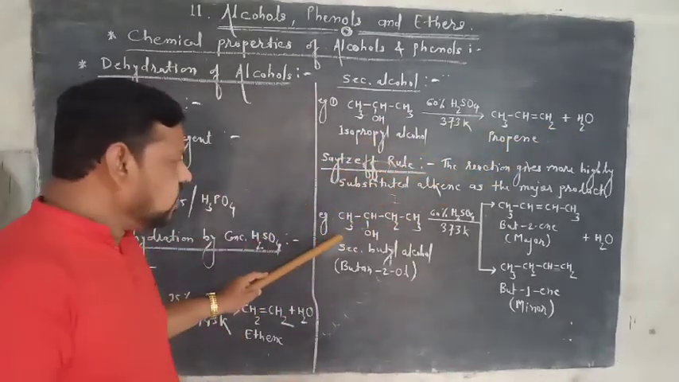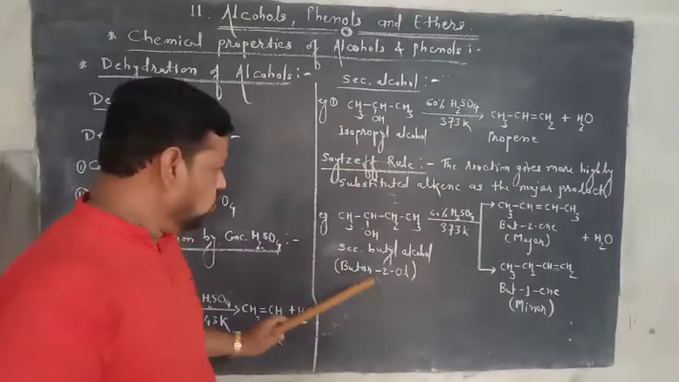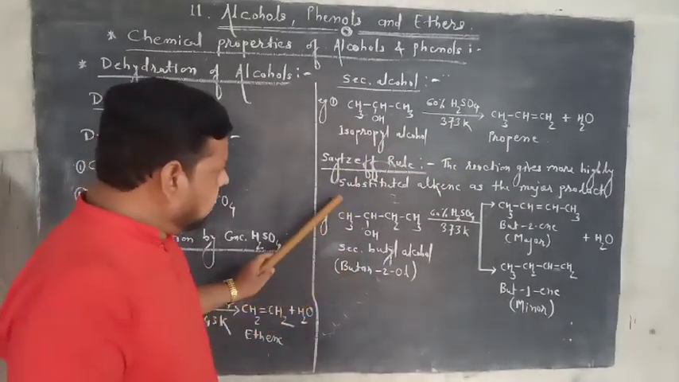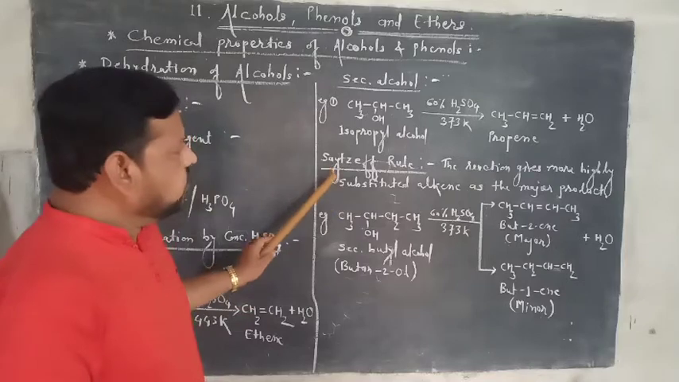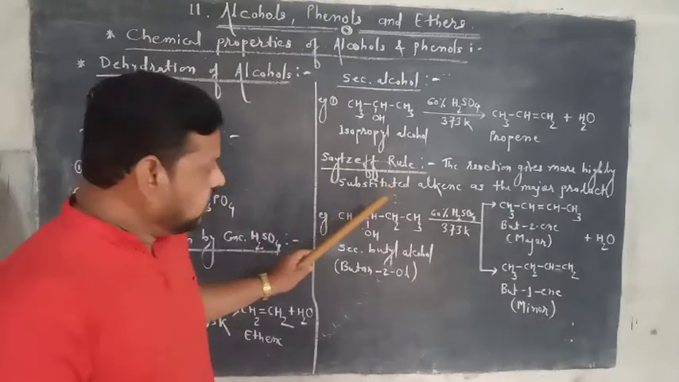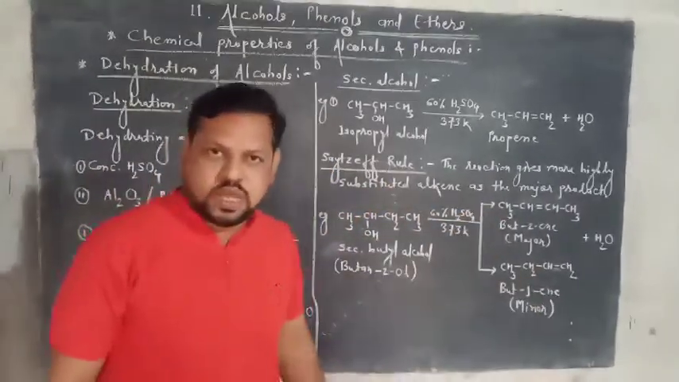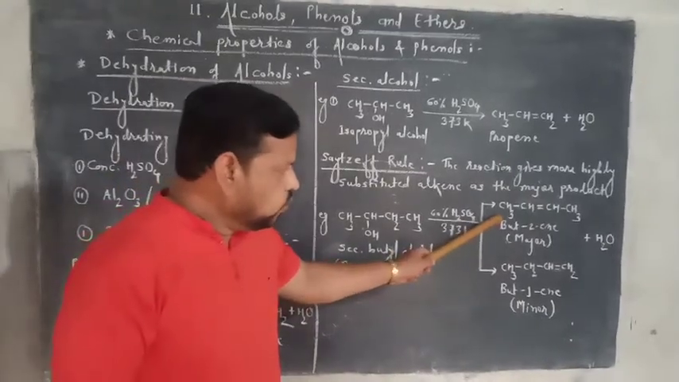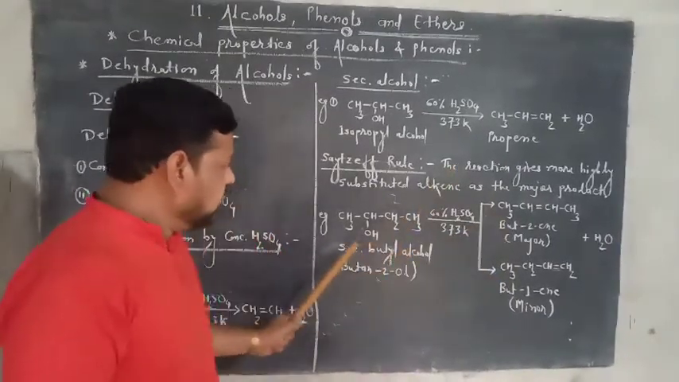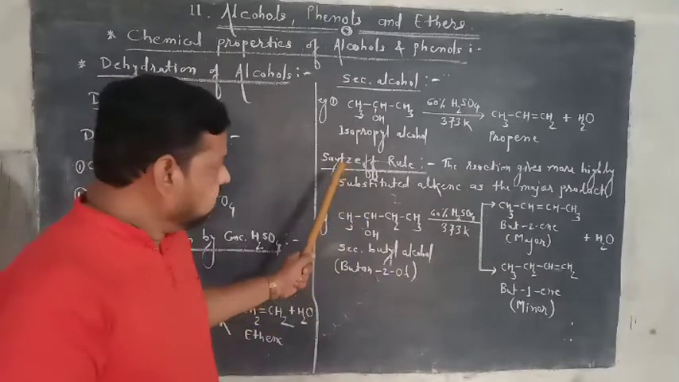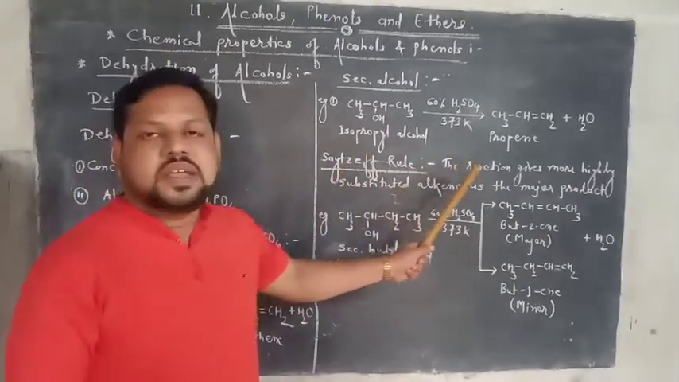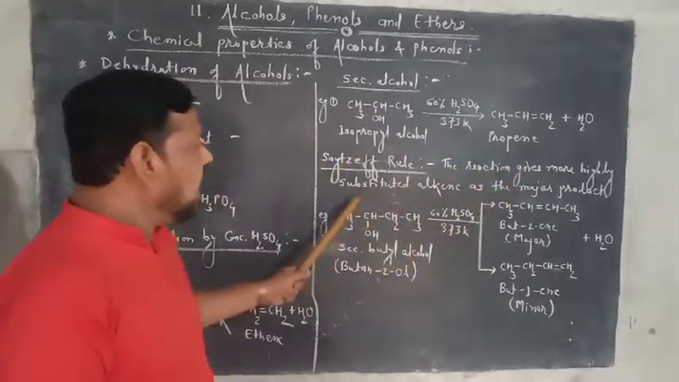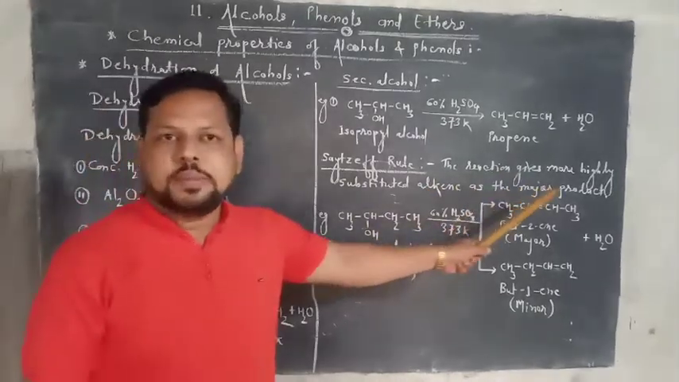But in the case of secondary butyl alcohol, in accordance with the Saytzeff rule, it gives two products, that is but-2-ene and but-1-ene. What is the Saytzeff rule? The Saytzeff rule is that the reaction gives the more highly substituted alkene as the major product.